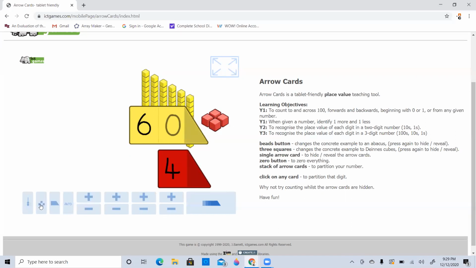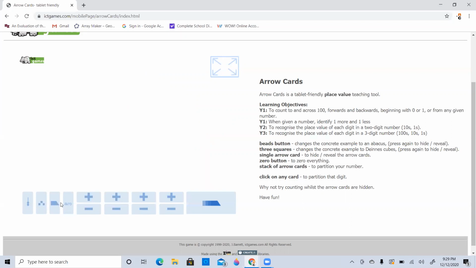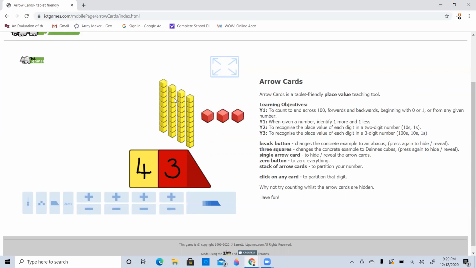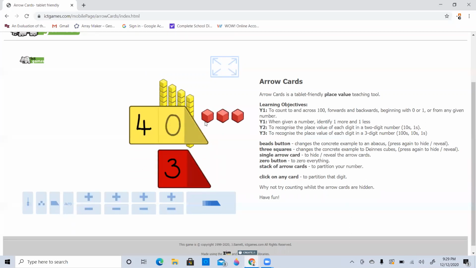All right, we'll do one more with tens and ones. Okay, so 43. Think about how many tens there will be, how many ones there will be. And let's take a look. Ready? We have four tens. And remember, that four doesn't just mean four tens, it means 40. Four tens is the same as 40. And then we have our three ones.